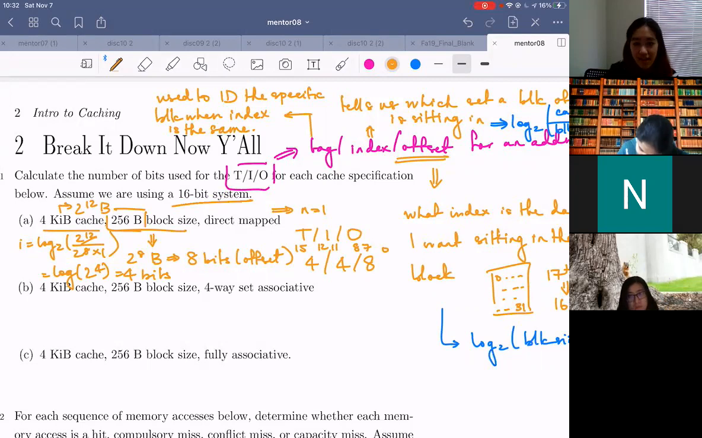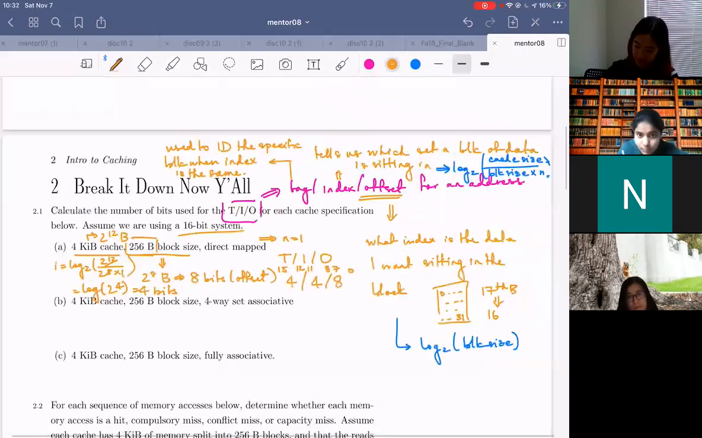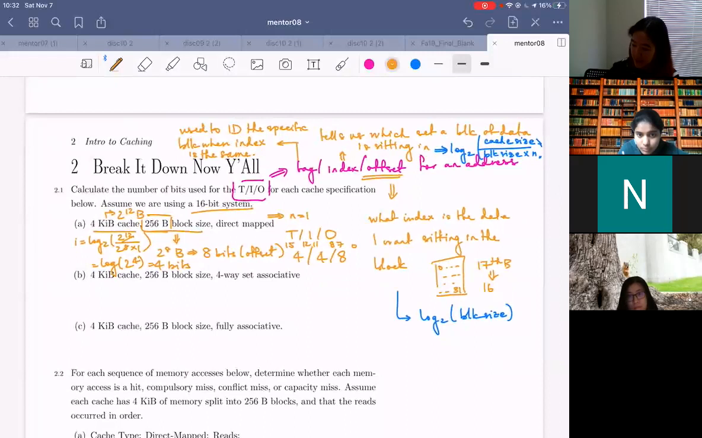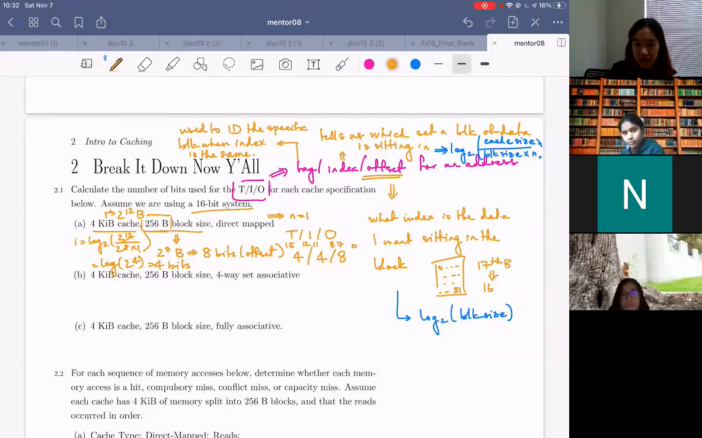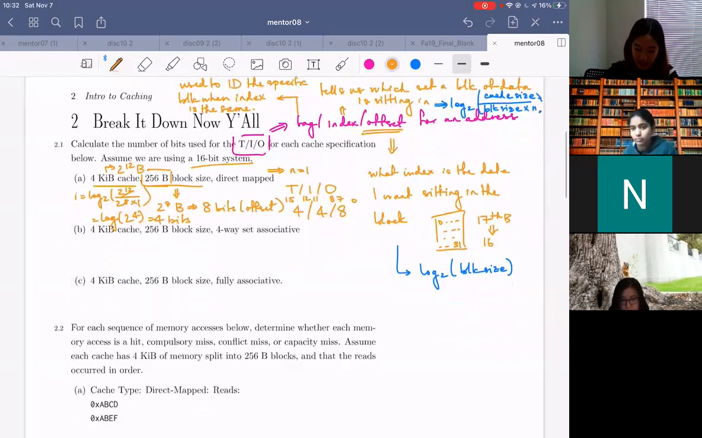So let me zoom out a little. Give you a little bit of time to sort of absorb all that. Are we good to move on? Are there any questions? Okay, so I'm going to briefly move on.